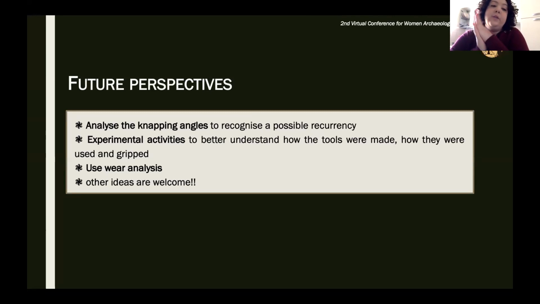And then I would like to apply some use-wear analysis to see if there is some residue or something that I can tell on the functional edges.